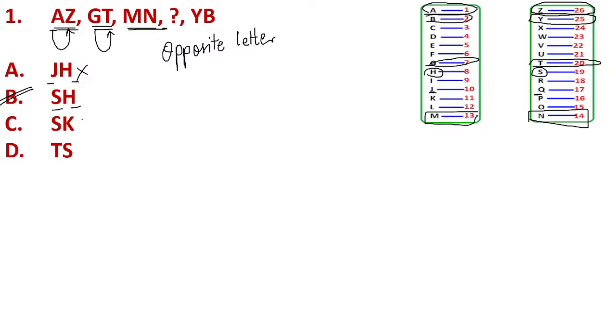S's opposite letter is H, not K. T is the opposite letter. Look at T. T's opposite letter is G, not S. So this is also going to be the wrong option. So the correct option is option number B.